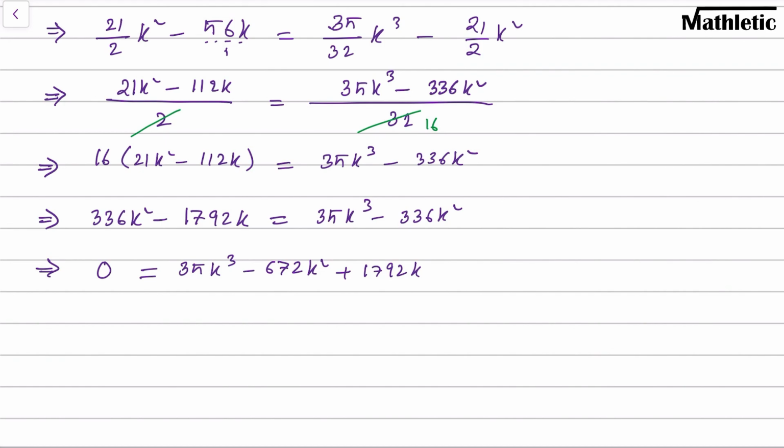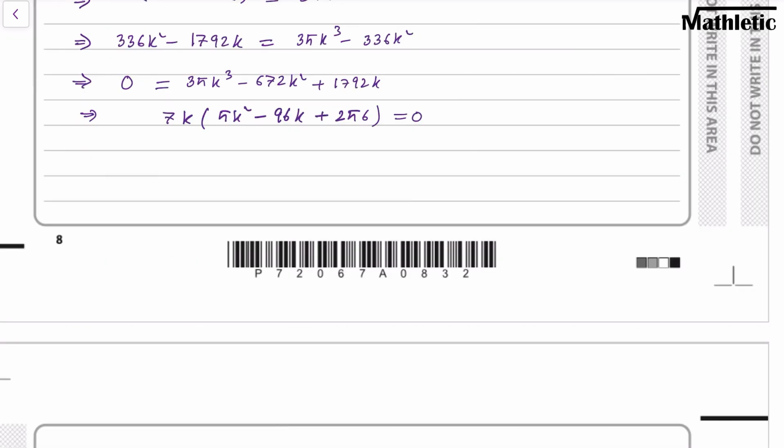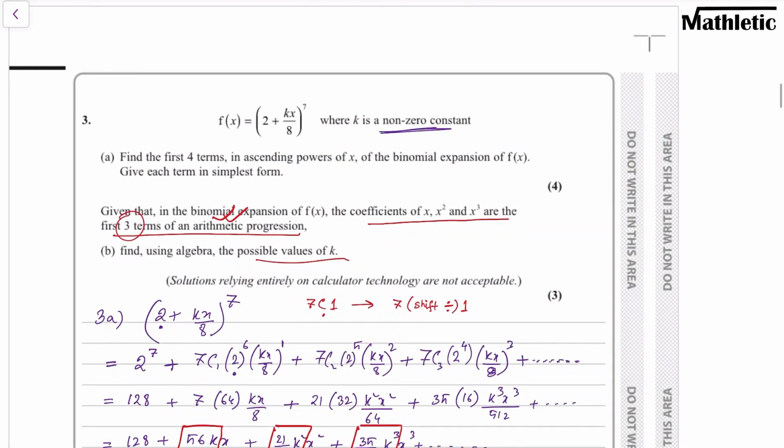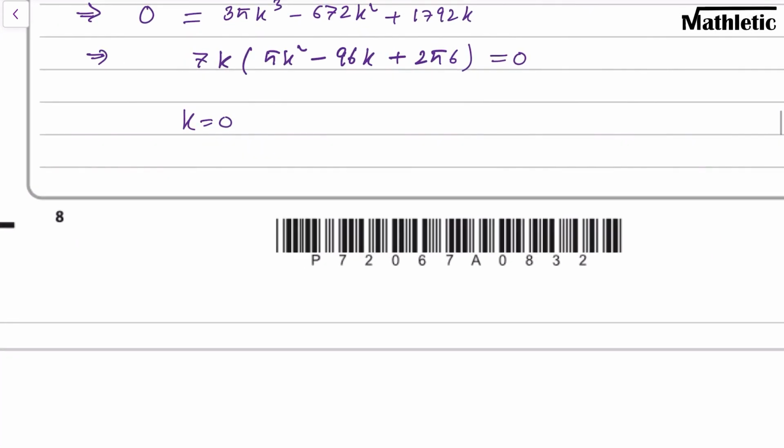So 35 is 7 into 5. These are not divisible by 5, so we can factorize this using 7. So if I select 7k, this is actually 5k square, 96k, 256 equals to 0. So considering this, the value of k is 0, but it is mentioned that k is a non-zero constant, so we need to discard that part.